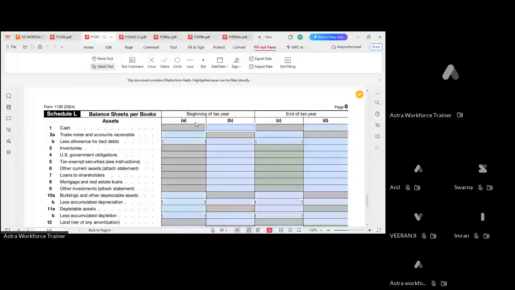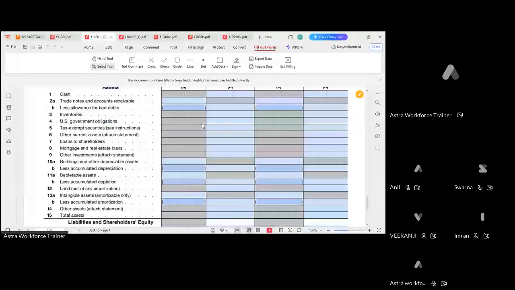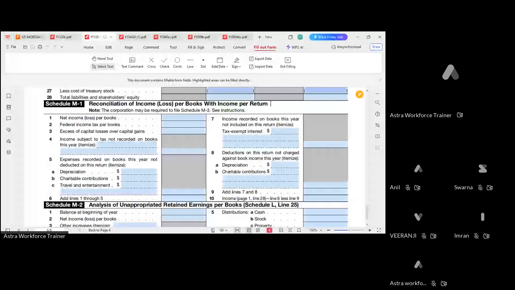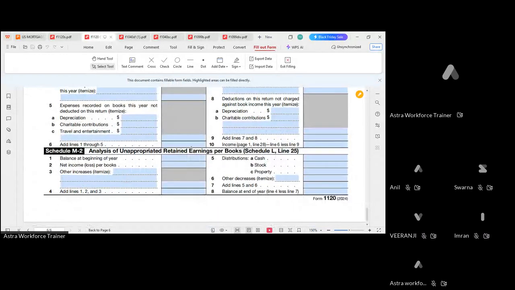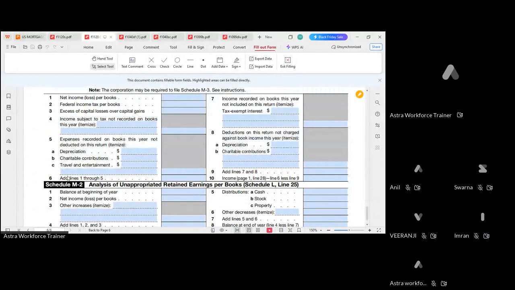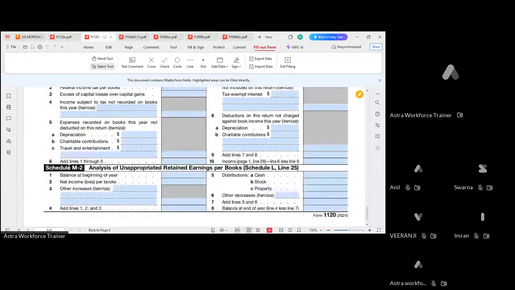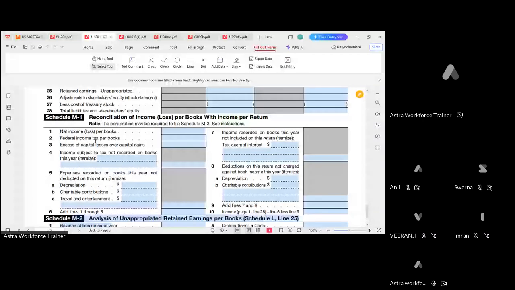And here we'll also get the balance sheet and the reconciliation of income (loss) per books. Per books means the profit and loss or balance sheet books. We will get all the details over here. So please go through this, M-1 and M-2, when I'm sharing this document. If you have any questions, you can ask me on this.